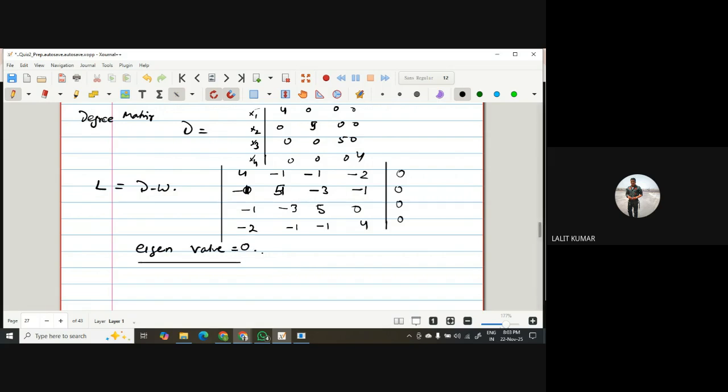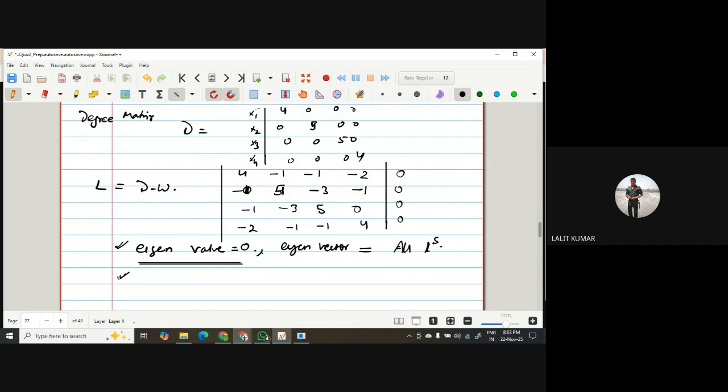And this eigenvalue which is 0, the eigenvector corresponding to this will have all ones. It will have all ones. So this is the first property. Now, it is an eigenvalue equal to 0.